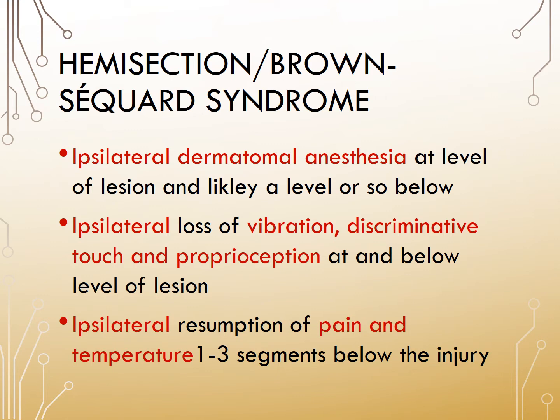Proprioception will also be lost on the ipsilateral side of the body, starting at the level of the injury and including all segments below. However, pain and temperature is going to behave differently. Starting 1 to 3 segments below the injury, the senses of pain and temperature will return. So while pain and temperature is lost at the level of injury and 1 to 3 segments below that, contributing to our dermatomal anesthesia, pain and temperature does return at lower levels.